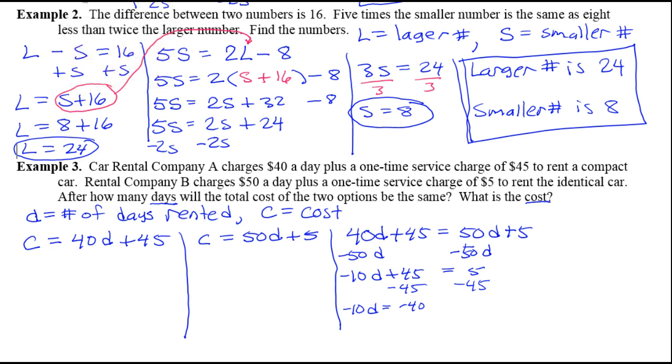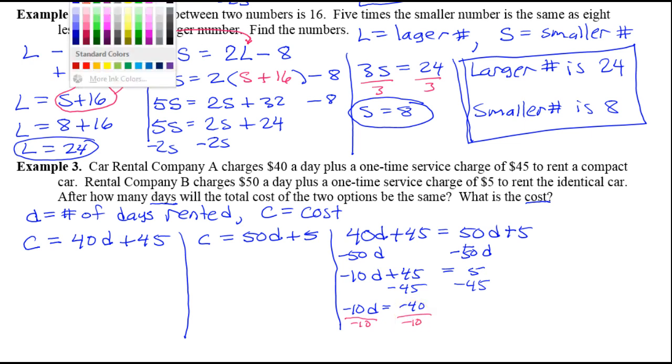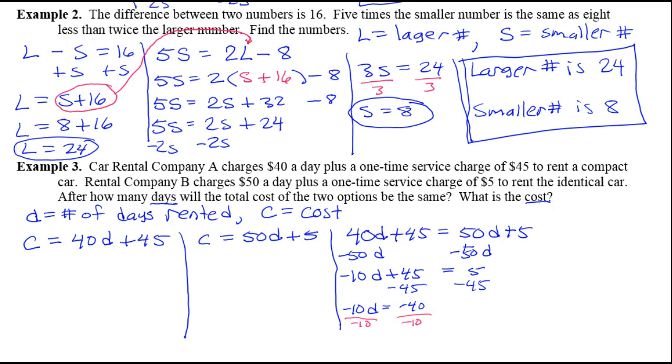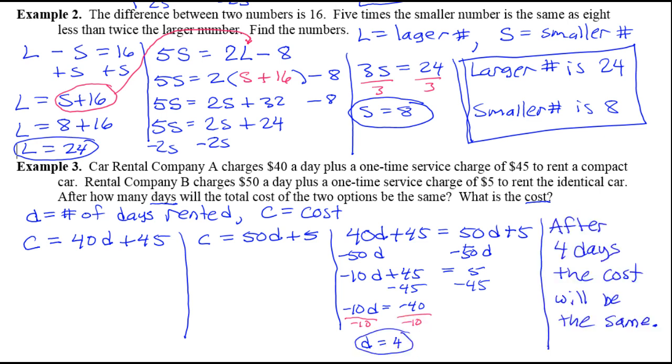Dividing both sides by negative 10, all right, we get that D is equal to 4. So after 4 days, the cost will be the same. Now we need to figure out what that cost will be. Either one of these equations will give us the cost after 4 days. All right, if we substitute 4 into either one of these equations, we should get the same answer. So let's just pick the first equation.